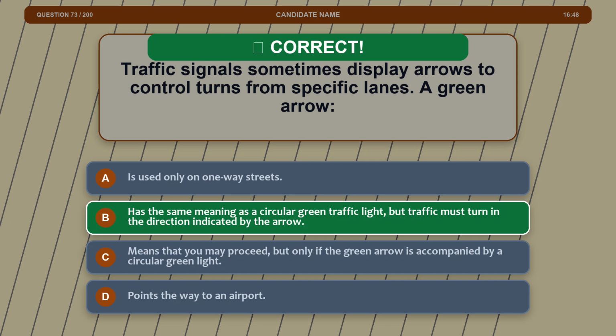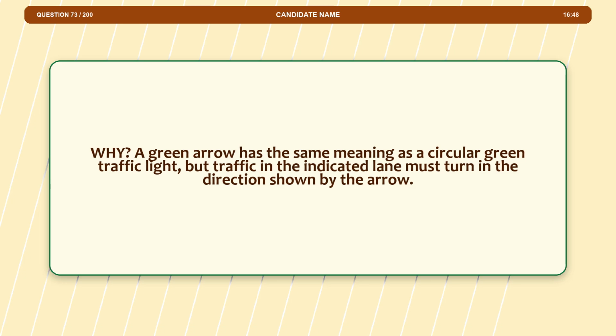The correct answer is option B. Has the same meaning as a circular green traffic light, but traffic must turn in the direction indicated by the arrow. Explanation. A green arrow has the same meaning as a circular green traffic light, but traffic in the indicated lane must turn in the direction shown by the arrow.